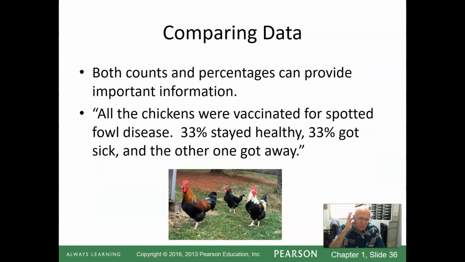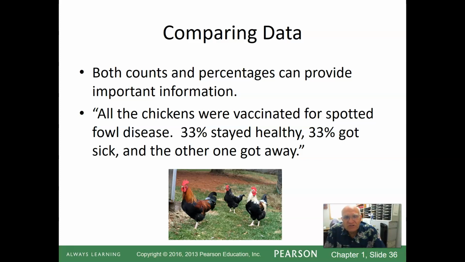So if you're going to start comparing groups, you definitely would like to have something that normalizes the data. By normalize, I mean puts it on a per participant basis. And so both counts and percentages are important here.